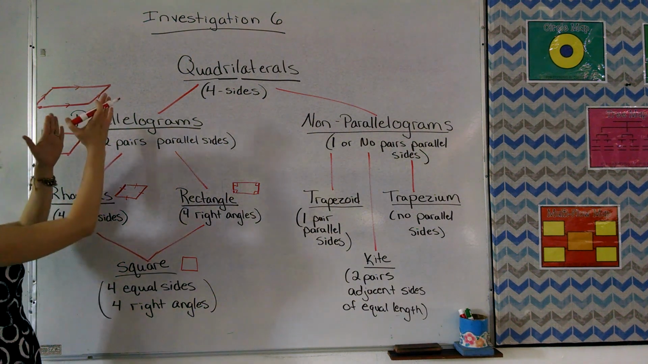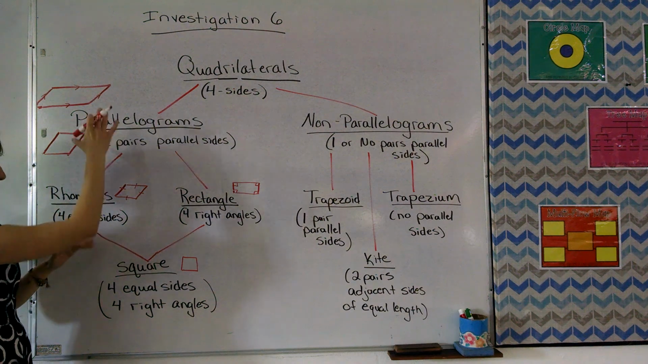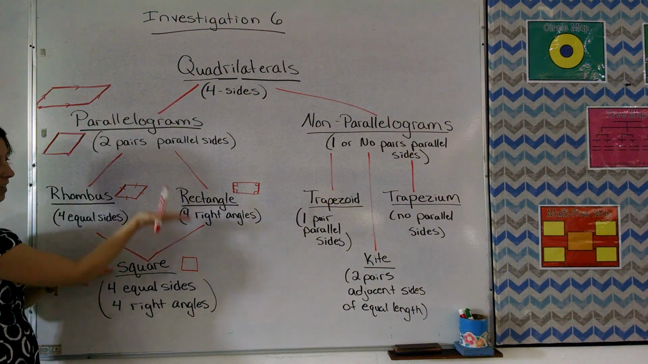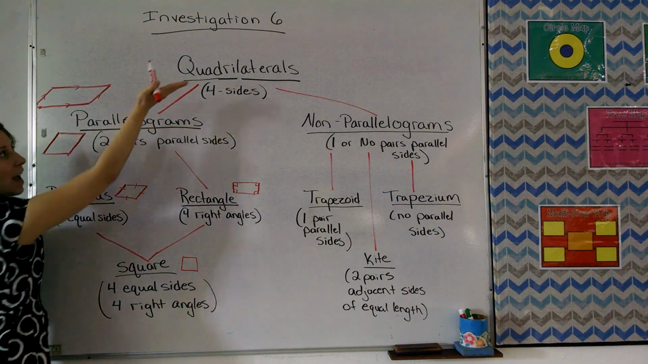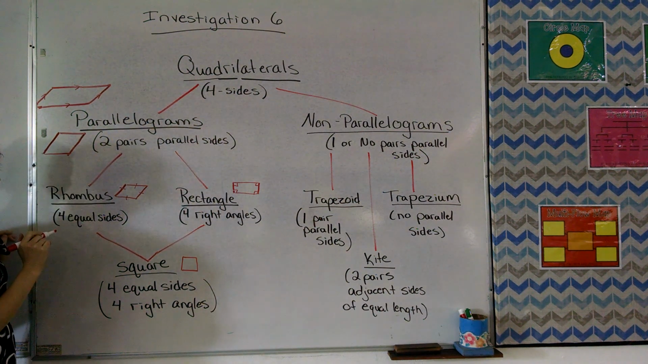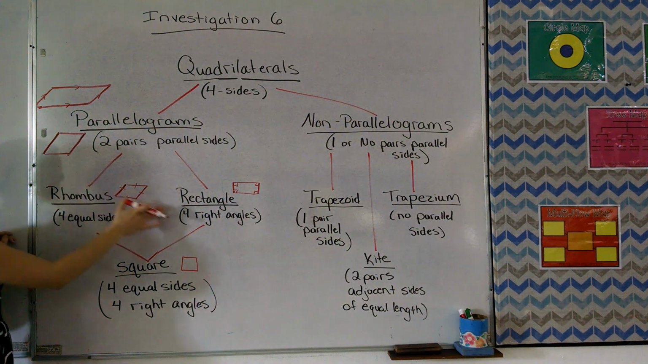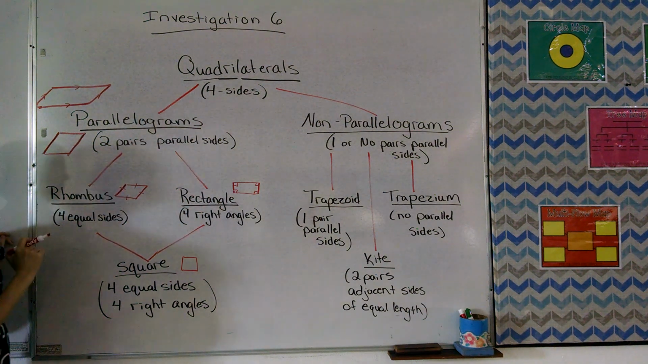When you read your family tree, start with the shape you have and read up. A square is a rectangle and a rhombus. It's a parallelogram, and it's a quadrilateral. Square, rhombus, rectangle, parallelogram, quadrilateral.